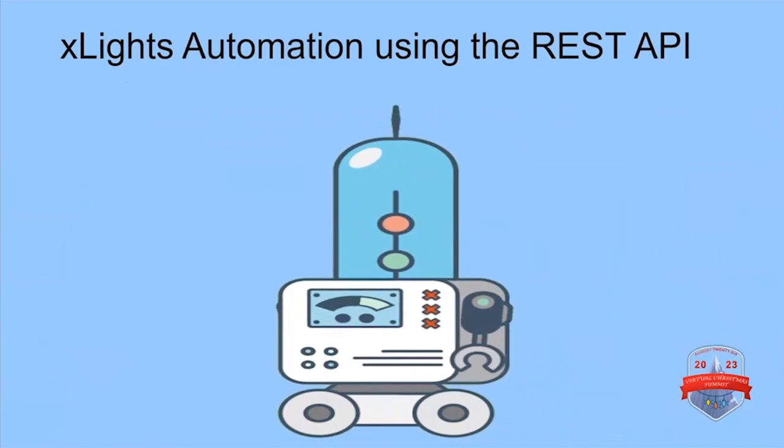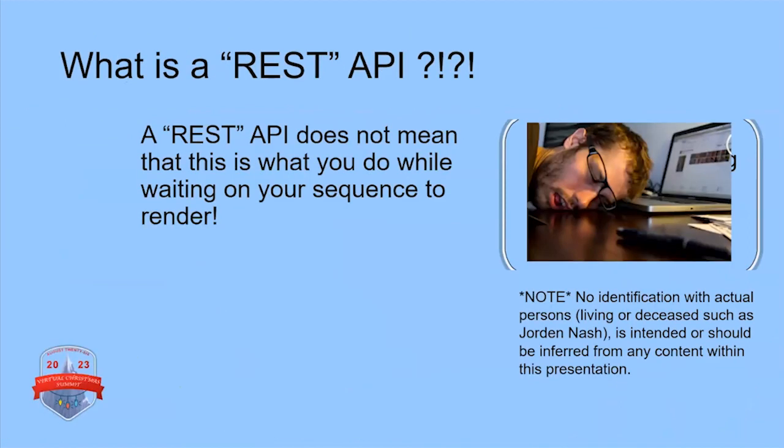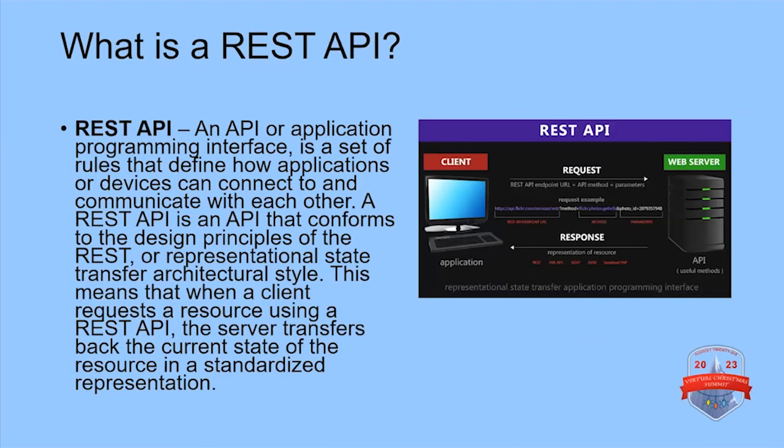This is to get us started doing the REST API in xLights. So what is a REST API? Well, it does not mean that this is what you do while waiting on your sequence to render. And for those that might not be able to read the identification here, that isn't George Nash there, but it may look like him a little bit. But what is a REST API? And all it is, it's just an interface, usually using something like HTTP, to request information and get a response in a particular type of format, okay?